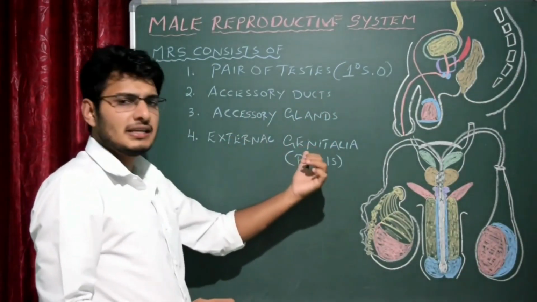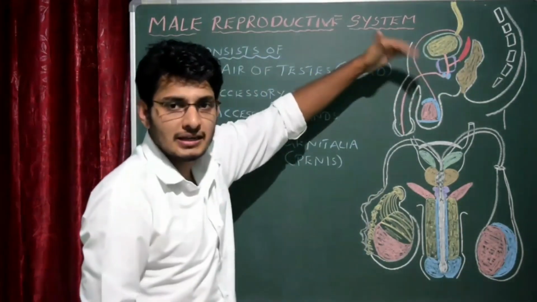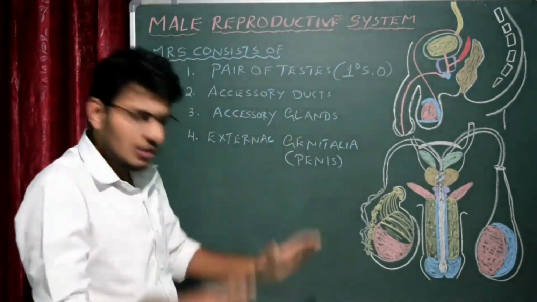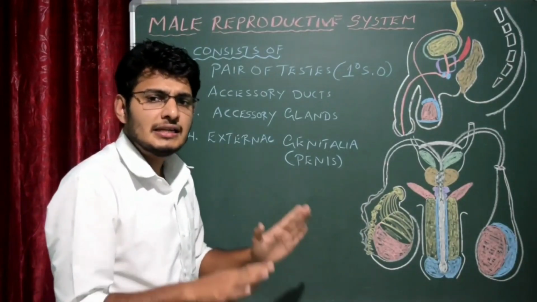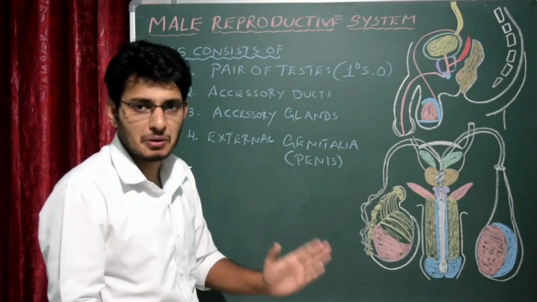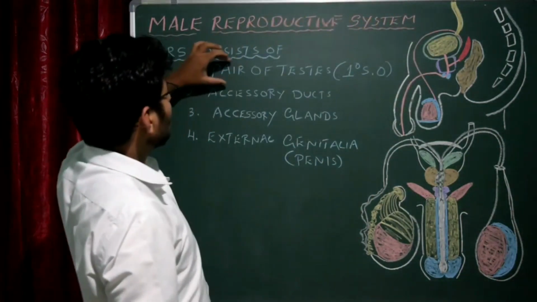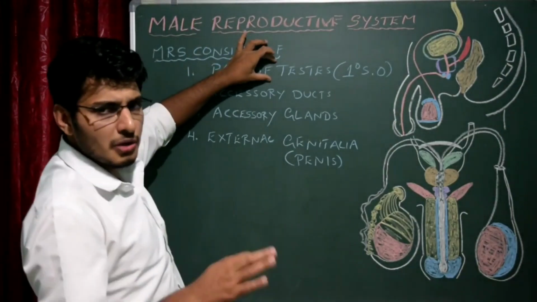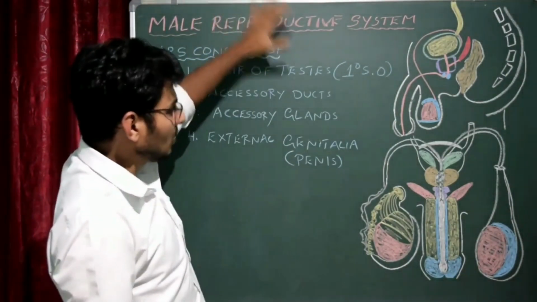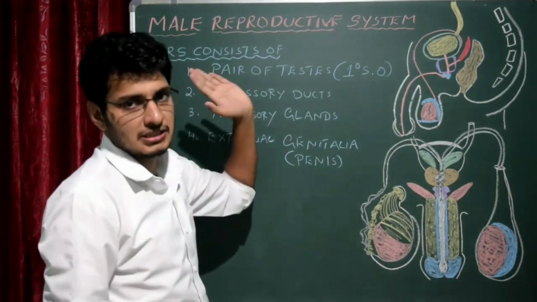The genitalia is also called the penis, which is actually present outside the body, that is actually outside the pelvis. One thing to remember, that the MRS is present within the pelvic region of the body. Remember it, pelvic region of the body. Okay, so let us see the structure of the testis. Very important. I'm going to erase it now and I'll explain the structure of the testis.